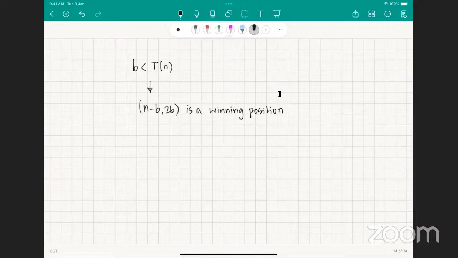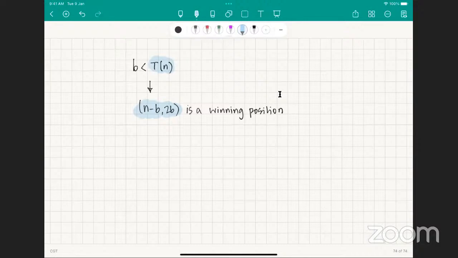So if we have the other player remove anything that falls short of the tail, right? Then we're left with something that's good for us. So if what is being removed from n is smaller than the tail of n, then the position that we will be left with is going to be a winning position.